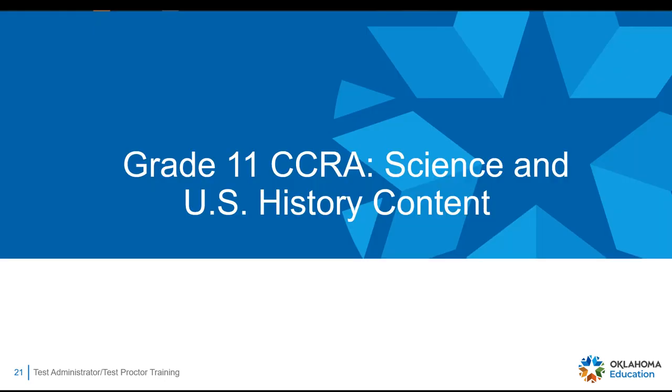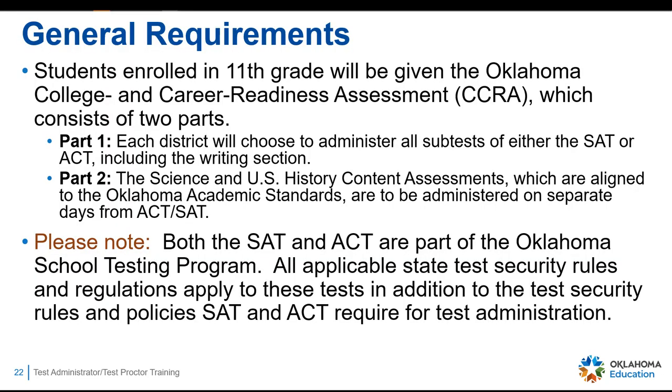Grade 11 CCRA Science and U.S. History Content. General Requirements. Students enrolled in the 11th grade will be given the Oklahoma College and Career Readiness Assessment, CCRA, which consists of two parts. Part 1. Each district will choose to administer all subtests of either the SAT or ACT, including the writing section.